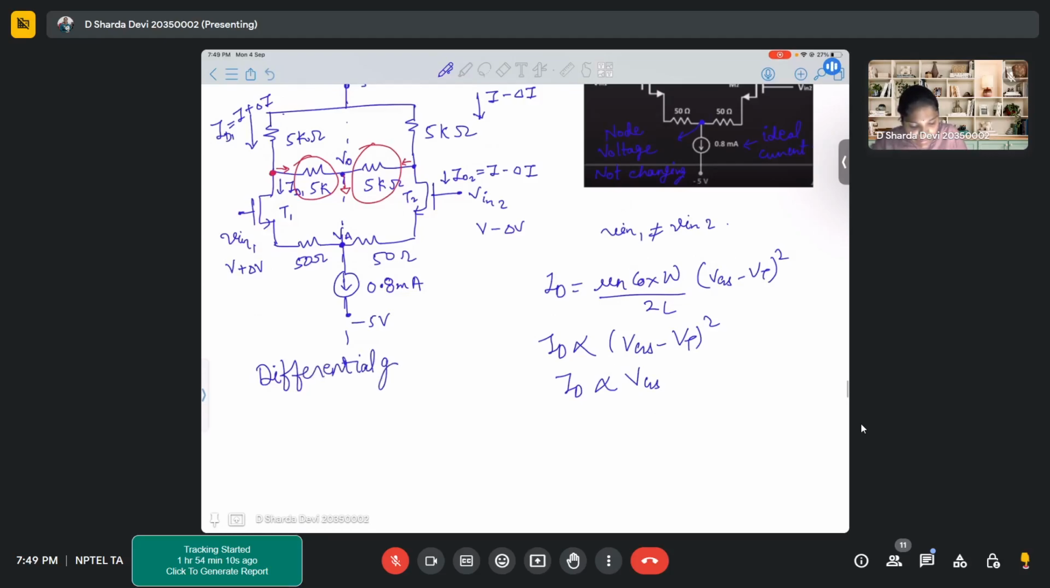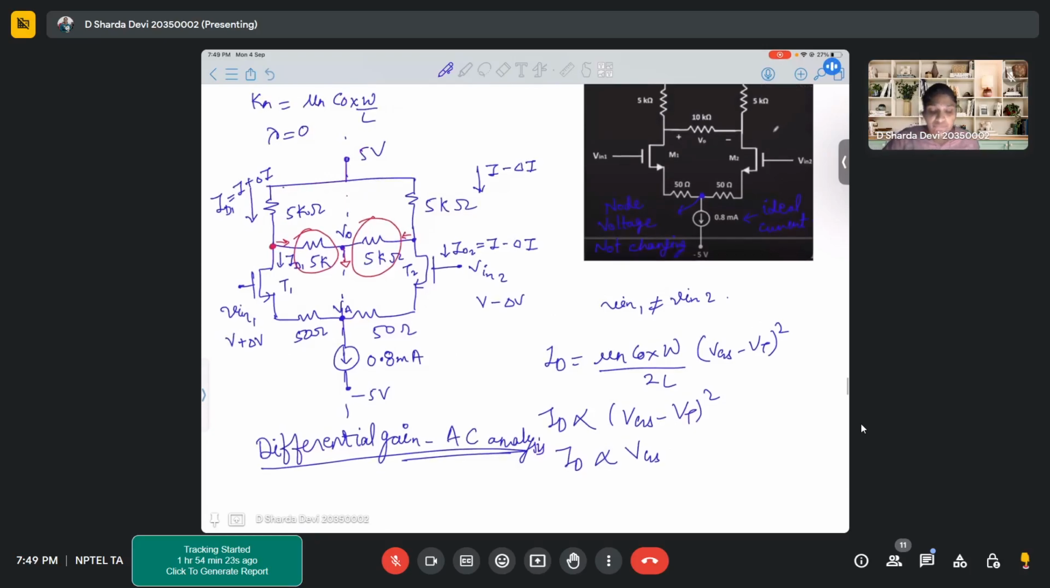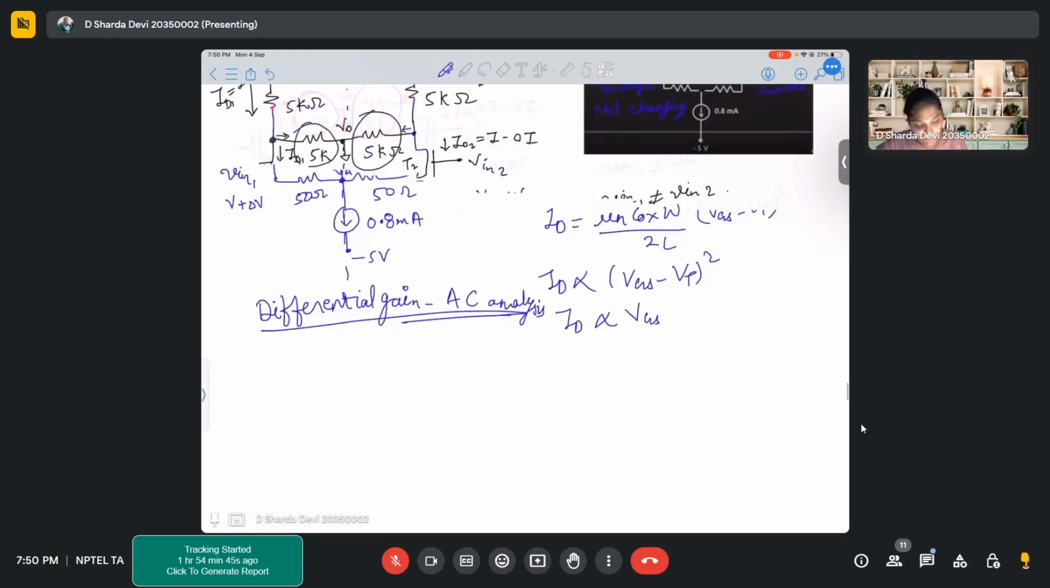So differential gain will come from AC analysis. We need to perform the AC analysis of the circuit. Now, if we go on analyzing this whole circuit's AC analysis, it will be very critical. So that's why we simplify the circuit and only solve the small signal analysis for the half circuit, and then the same will be applied to the other half of the circuit. So that is the idea.